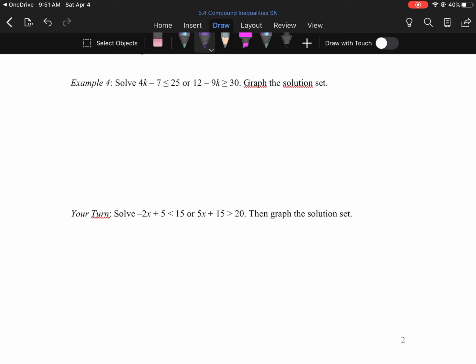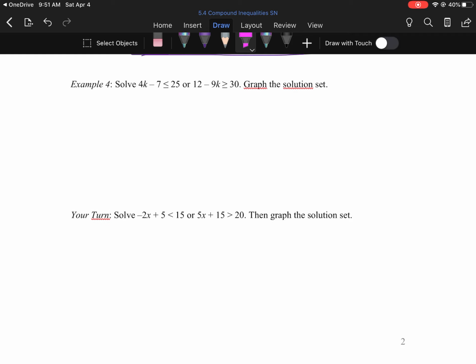All right, so moving on to example 4. We have to solve these. Now, these are two separate inequalities, but they are connected with the word or. So we're going to have to solve each of them and put that or in the middle. So I'm going to try to rewrite them, and I apologize, this is not as neat as before. So we have to add 7 to both sides. So we get 4k is less than or equal to 32. And then we have to divide both sides by 4. So k is going to be less than or equal to 8.